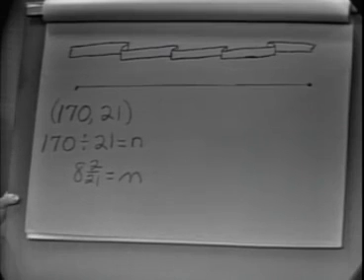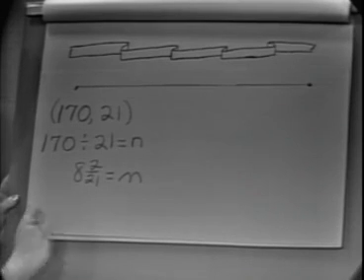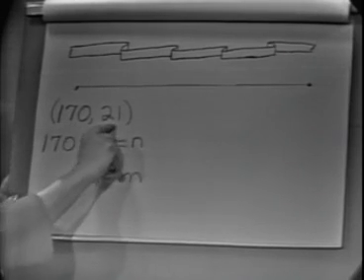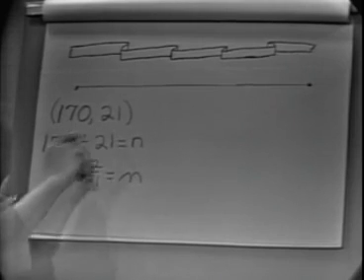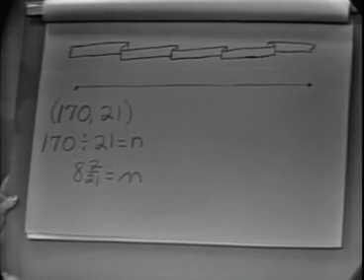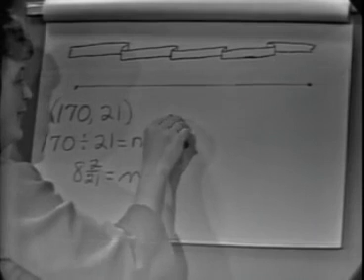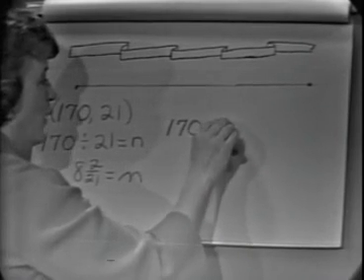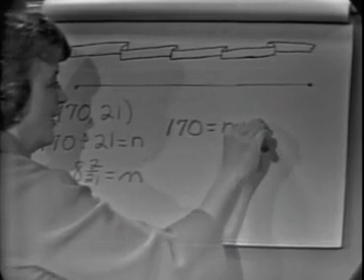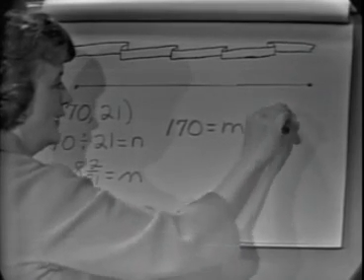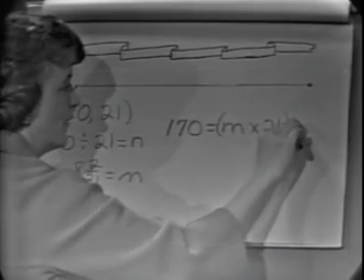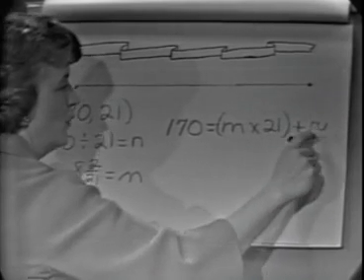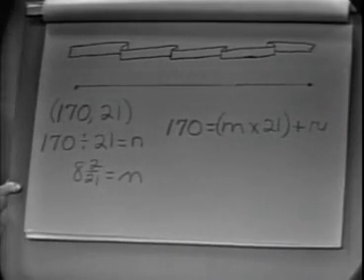But suppose that Jane wanted the measure of the ribbon to be a whole number. We do not know then if we can assign a quotient to this pair and have it be a whole number. She would write then her sentence: 170 is equal to what number times 21 plus R, which would represent any ribbon that might be left over.